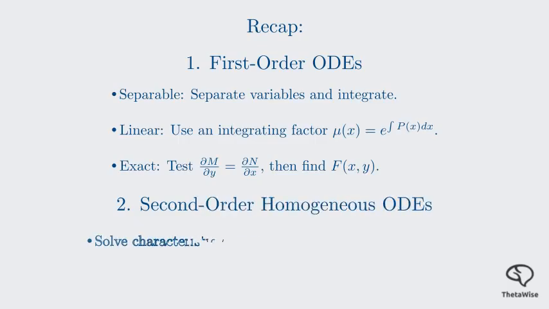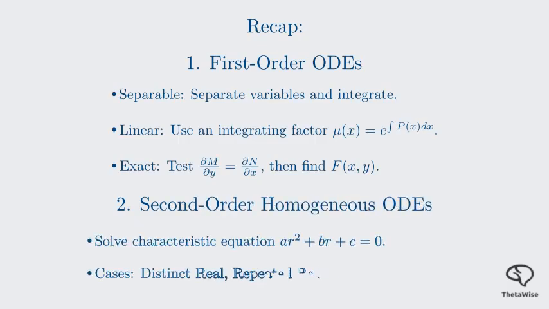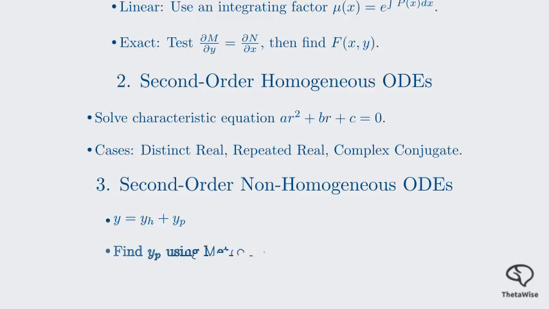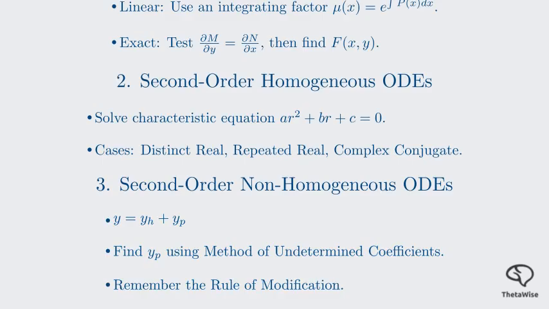Then, we moved to second-order homogeneous equations with constant coefficients. We learned to solve them by finding the roots of the characteristic equation, handling distinct real, repeated real, and complex conjugate roots. Finally, we tackled second-order non-homogeneous equations using the method of undetermined coefficients. We learned to find the general solution as the sum of the homogeneous and particular solutions, and we saw the importance of the rule of modification.